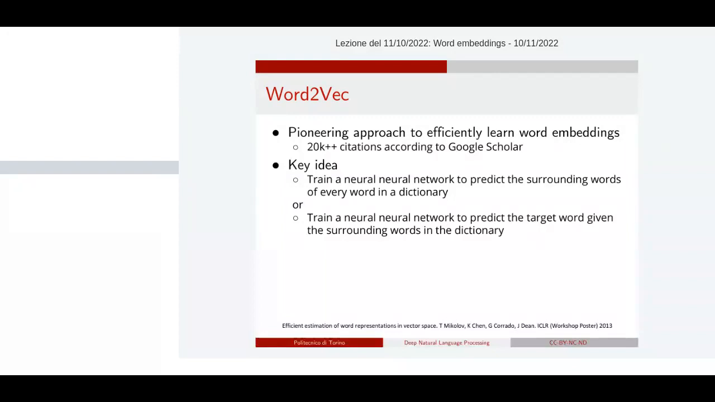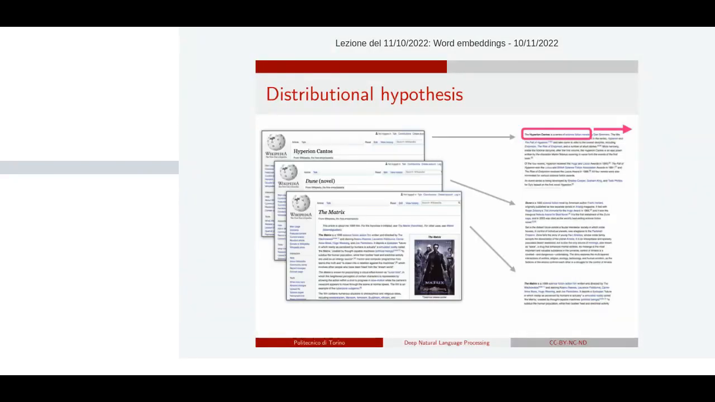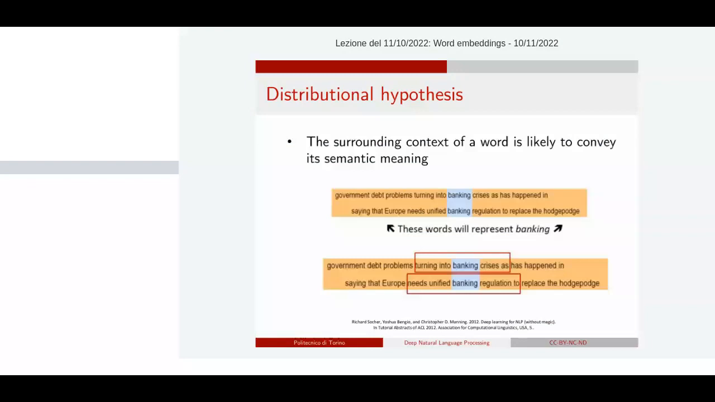So how to solve this issue? In 2013, a researcher from Google proposed to use neural networks in order to predict the surrounding words of a given target word. So they formalized two complementary tasks, which involve the target words and the surrounding context words. Let's look at an example here: turning into banking crisis. The contextual word is a word within the neighborhood, in the contextual window. Banking is the target word.